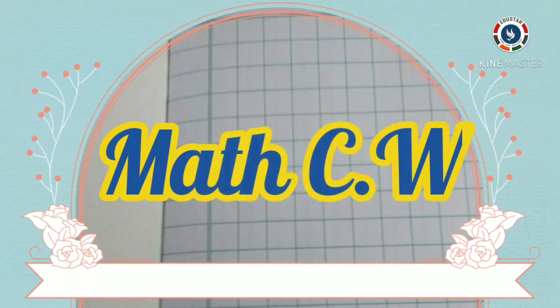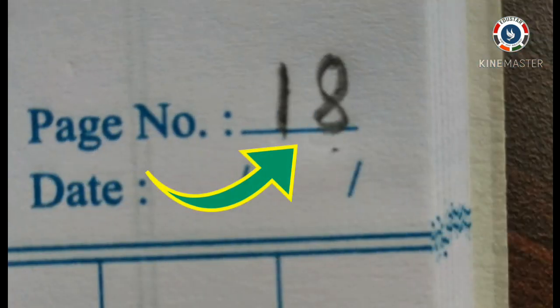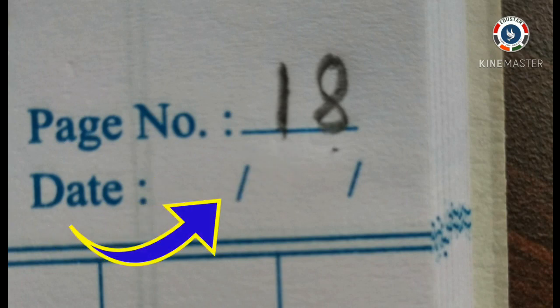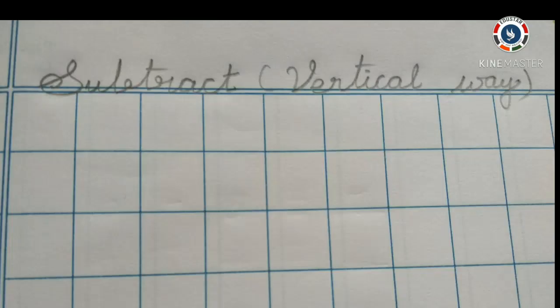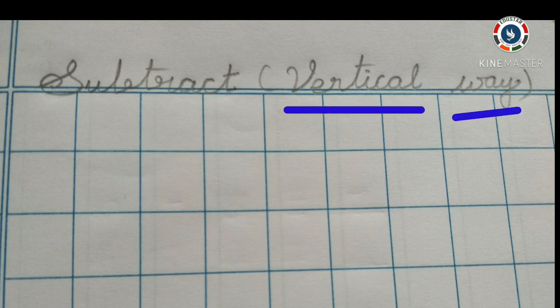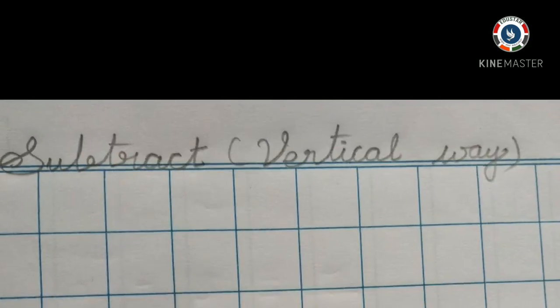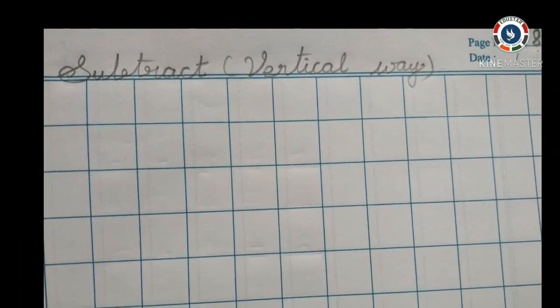Children, take a math classwork note. In that, take a next fresh page and write the page number 18. Then write today's date also. Then write the given topic on the top line. Subtract, then write in the bracket vertical way: subtract in vertical way.